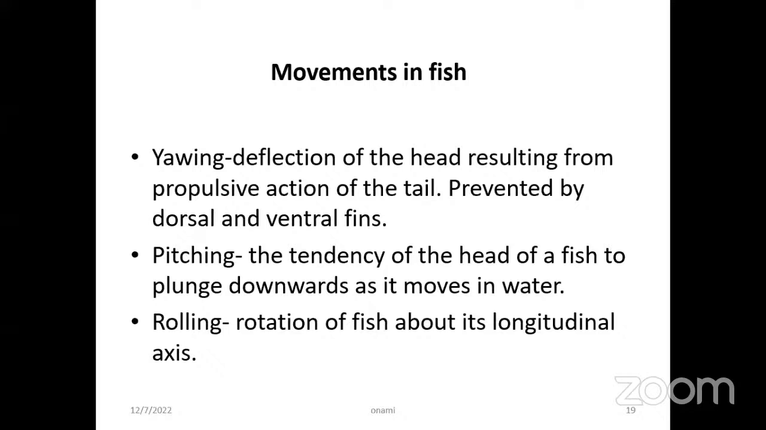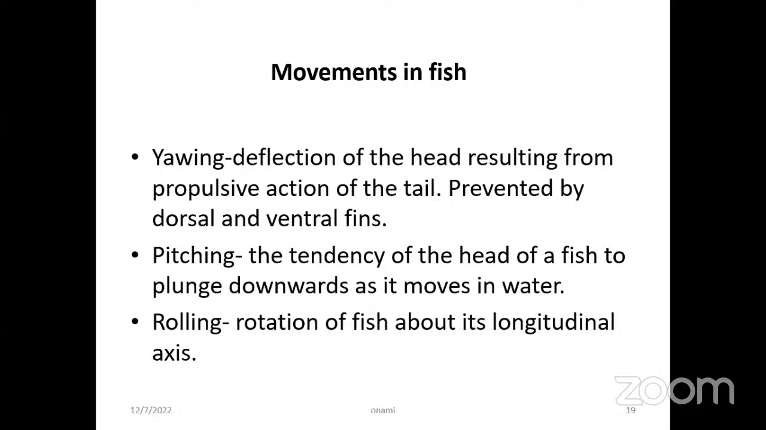The pitching is that tendency of the head of the fish to plunge down, to point downwards as it moves in water. It occurs naturally like that. And pitching is prevented by the paired fins. We have the pelvic and the pectoral fins.